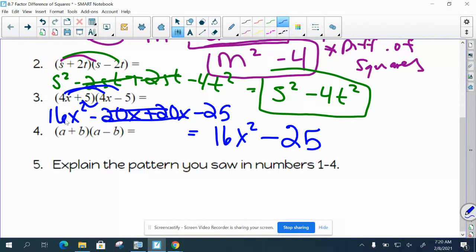The pattern we saw was, if you have two binomials that are the same and you're multiplying them, but one is positive and the other one is negative, then the outer and inner terms are going to cancel. You're just going to have the first squared minus the last squared.